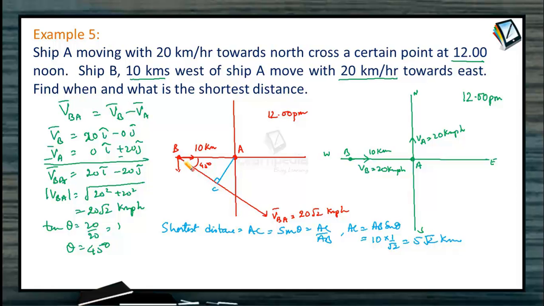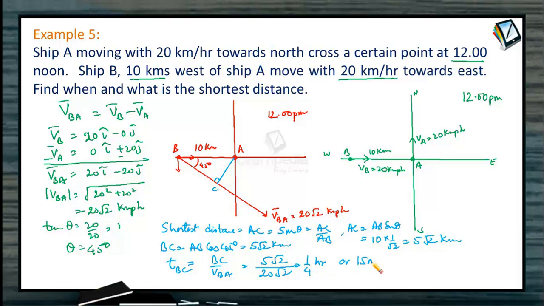When will it be at the shortest? The time taken to reach here. So first we have to calculate BC. BC will be equal to AB cos 45. That is again 5 root 2 kilometer. The time taken from B to C will be BC by the velocity of B with respect to A: 5 root 2 divided by 20 root 2. That is 1 by 4 hour, or 15 minutes. Means at what time are they at the shortest?